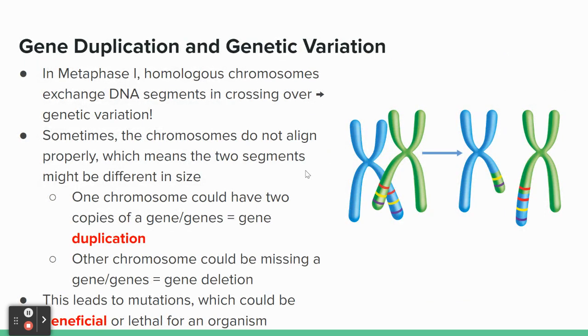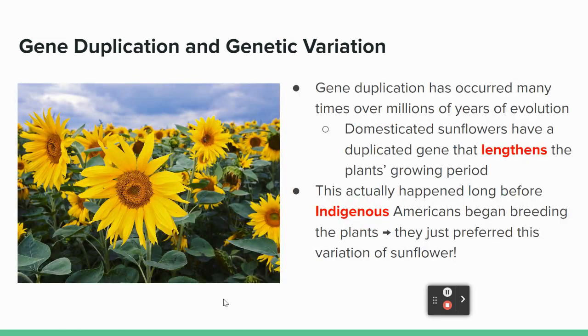Now, in metaphase 1, homologous chromosomes exchange DNA segments in crossing over. This is where we get our genetic variation. Sometimes the chromosomes do not align properly, which means the 2 segments might be different in size. One chromosome could have 2 copies of a gene or genes, and that's called gene duplication. Other chromosomes could be missing a gene or multiple genes completely, and that's gene deletion. This leads to mutations, which could be beneficial for an organism or lethal. It could kill them. Gene duplication has occurred many times over millions of years of evolution.